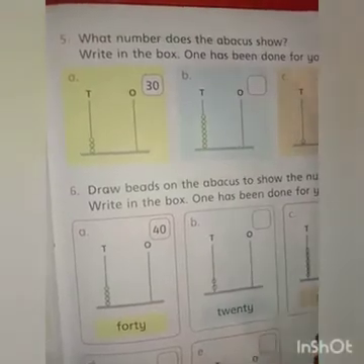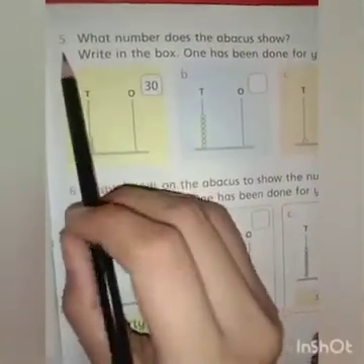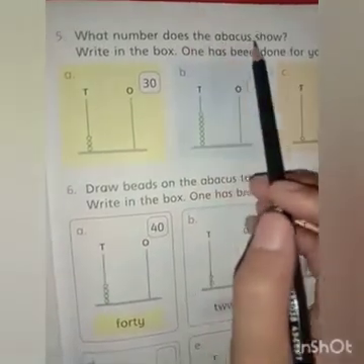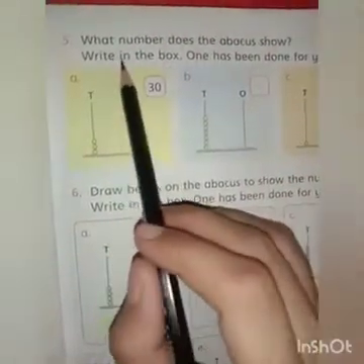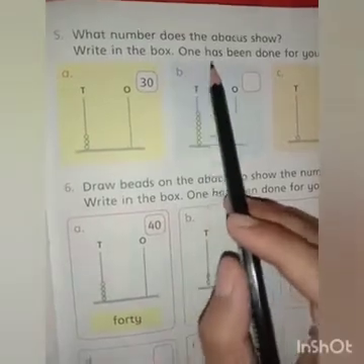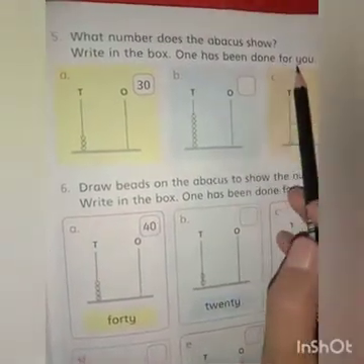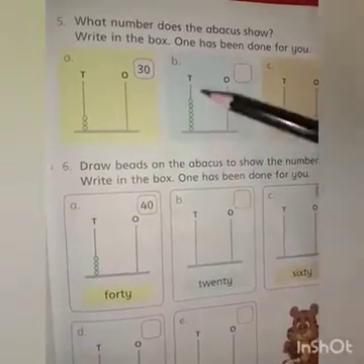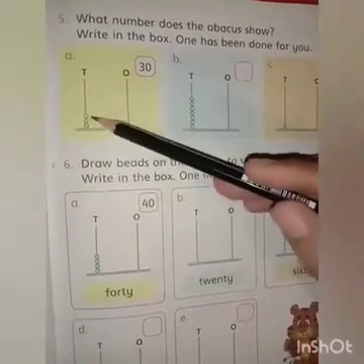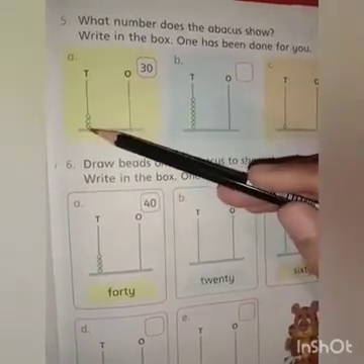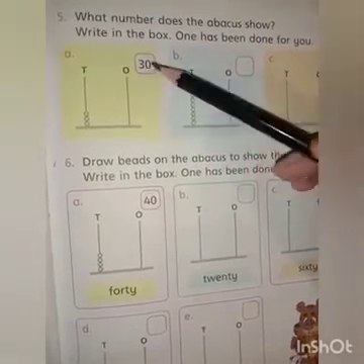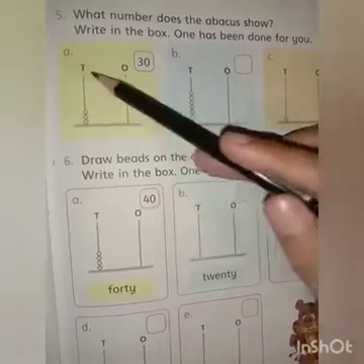Here we have question number 5 and the question is, what number does the abacus show? Write in the box, one has been done for you. Students, here we have some abacus and abacus shows some numbers. We have to find out which number abacus show. Then we will write this number in the box. Point A is done for our help.